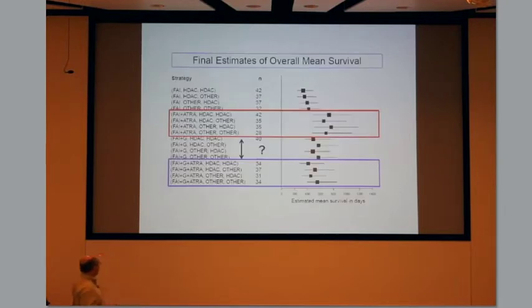Here are the final estimates. Now I've blown up the little picture. And so the question is, gee, what's the difference between these two? The difference is that the people who got the regimes in the lower blue box got the GCSF. The GCSF actually was a bit harmful. Probably what happened is it made the leukemia cells grow. At least that's what I believe, and I'm not even a lab person.